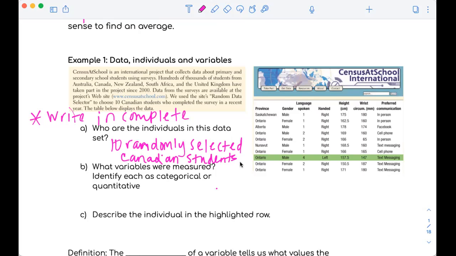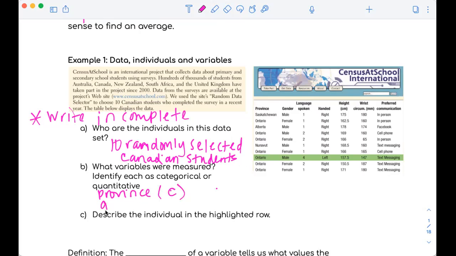What variables were measured? Identify each as categorical or quantitative. Again, I'm going to list it, but make sure that you're writing in complete sentences. I believe I gave you guys some more room on your actual packet. So the 7 variables that are measured are the province where the student lives. So the province, and that's going to be categorical. I'm just going to abbreviate that with a C.